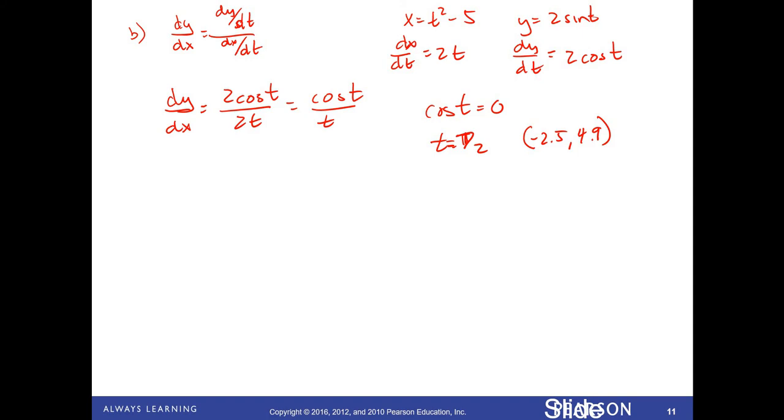The question is, is this a max or a min? So let's look at pi over 2. To the left of pi over 2, I get positives. To the right, I get negatives. So therefore, this is a maximum. So that's first derivative of a parametric.